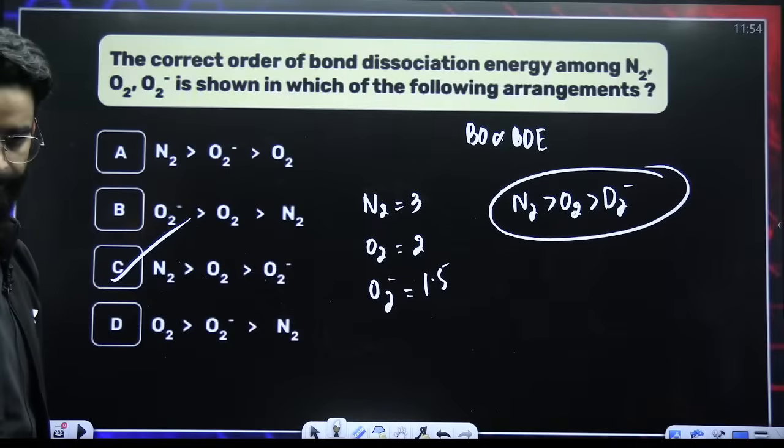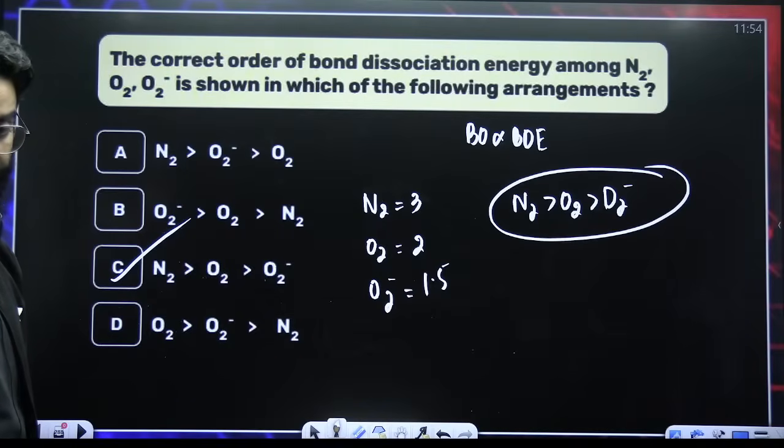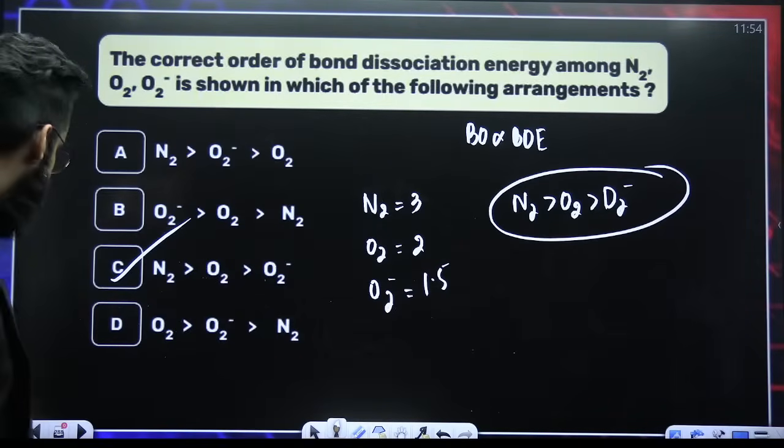Perfect. Guys, I want you to be active in the chats. You have to solve the questions in very, very lesser time, by the way.